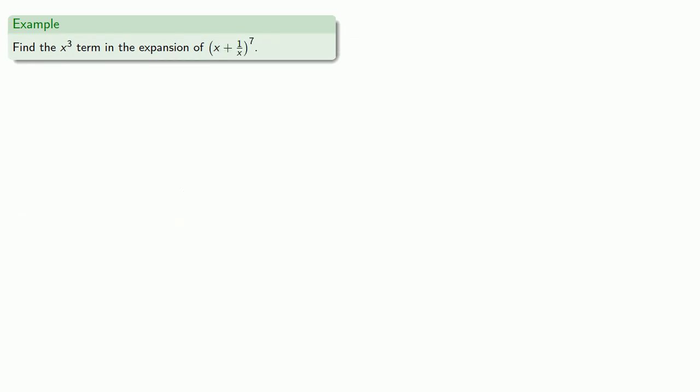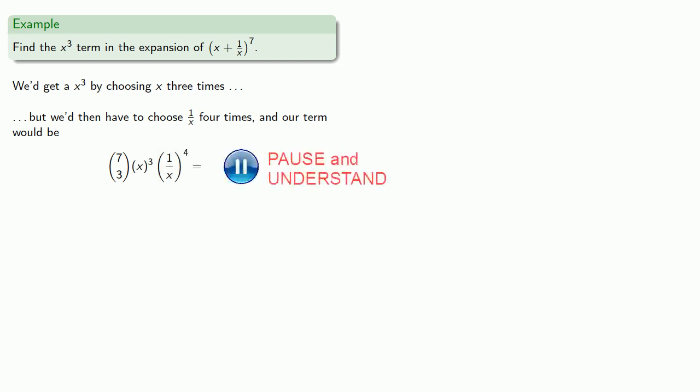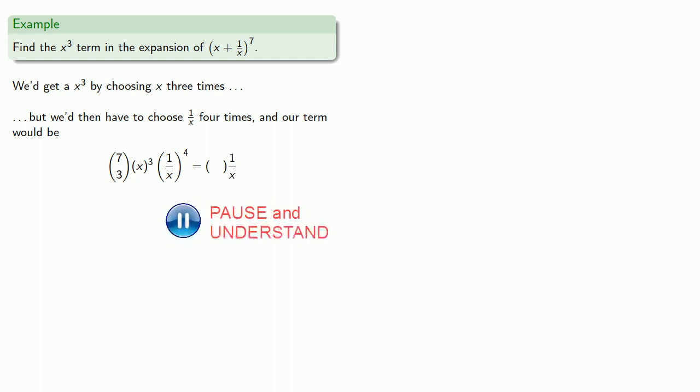What if we wanted the x cubed term in the expansion of x plus 1 divided by x raised to power 7? So we might start out by saying, well, we'd get an x cubed term by choosing x 3 times, but then we'd have to choose 1 divided by x 4 times, and our actual term would be 7 choose 3, x cubed, 1 divided by x to the 4th. Again, ignoring our numerical values, the variable parts of this expression will simplify down to 1 divided by x, and this is not x cubed.